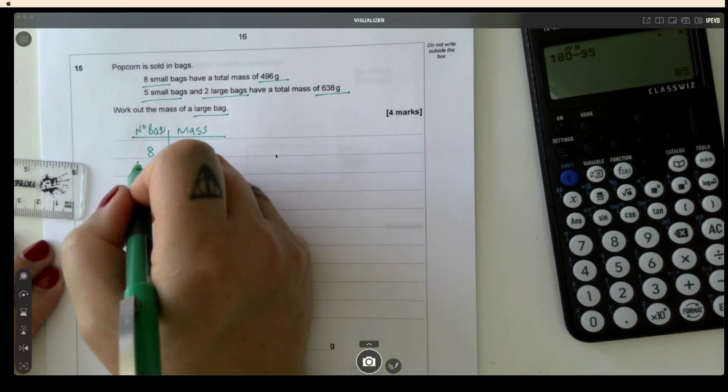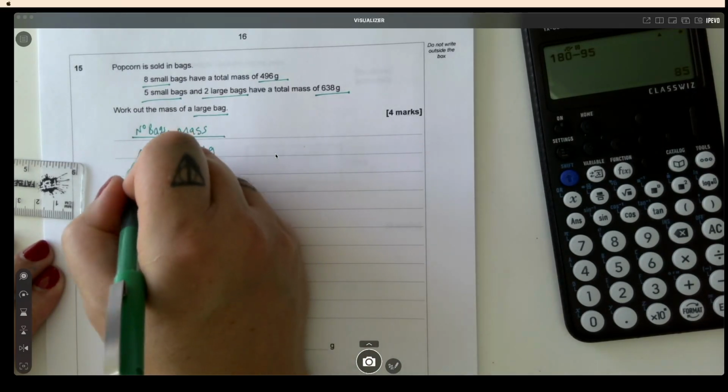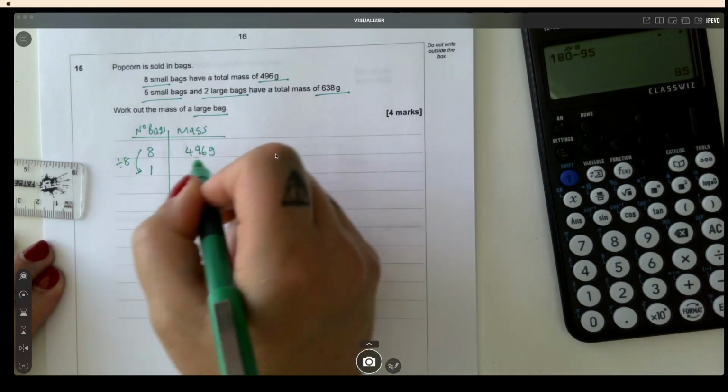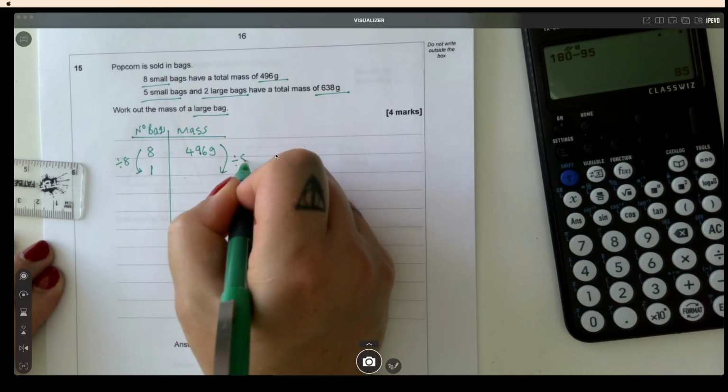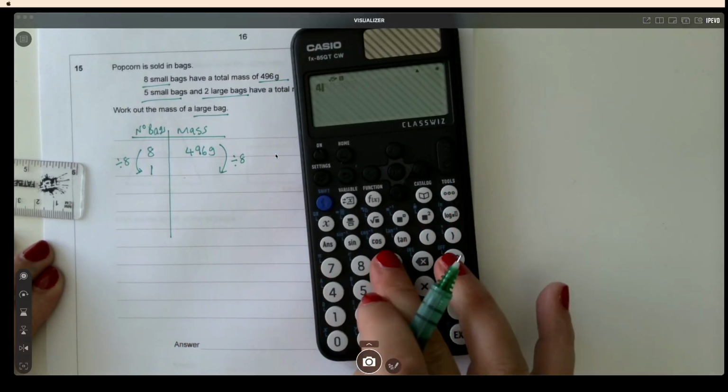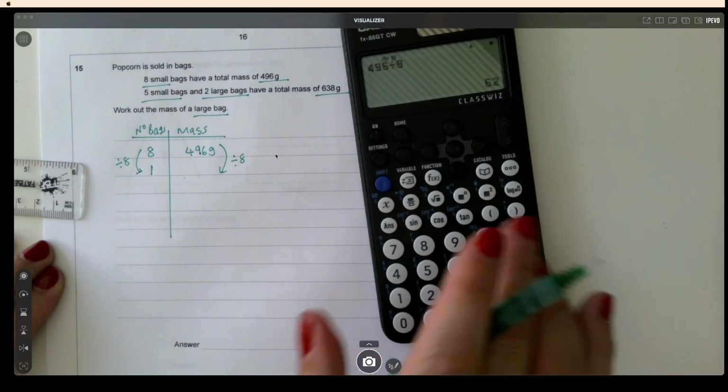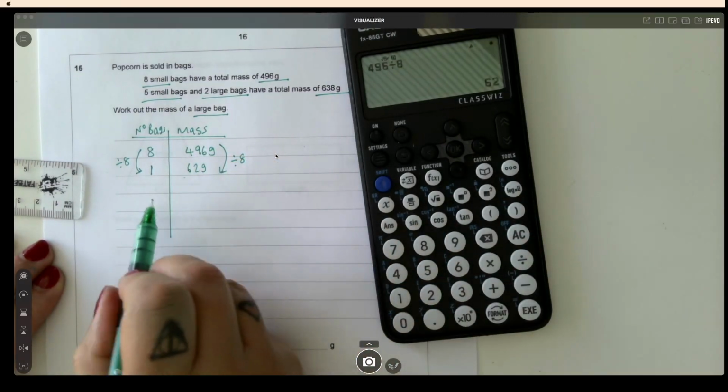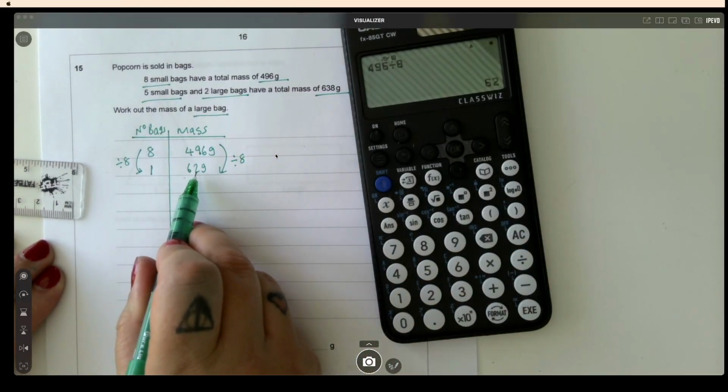If I want to find out what one small bag weighs, I'm going to divide by 8, and then I can do the same on the other side. So 496 divided by 8 is 62 grams. So one small bag weighs 62 grams.